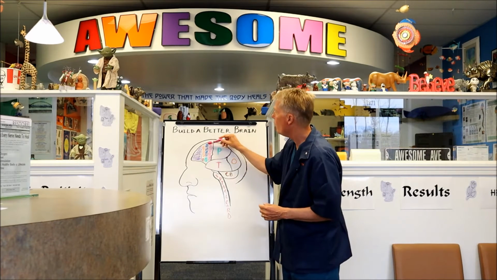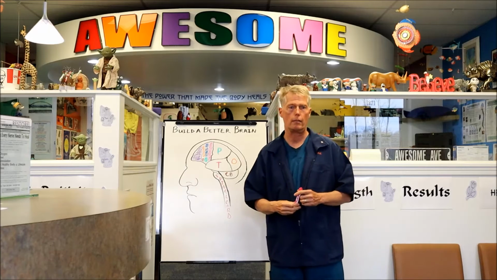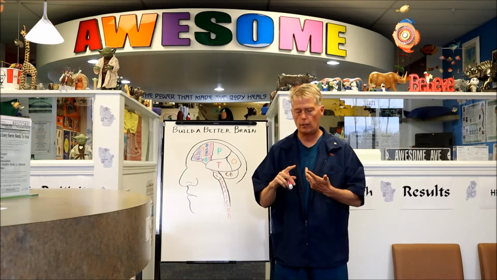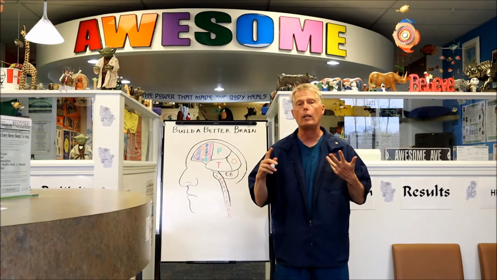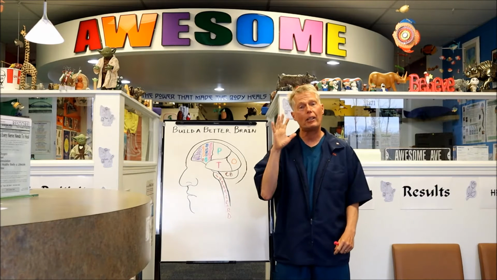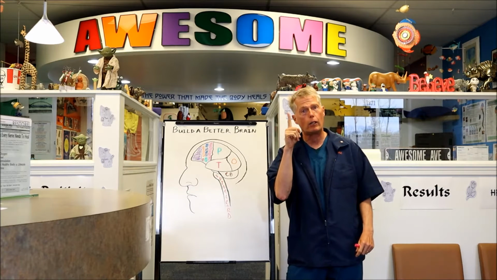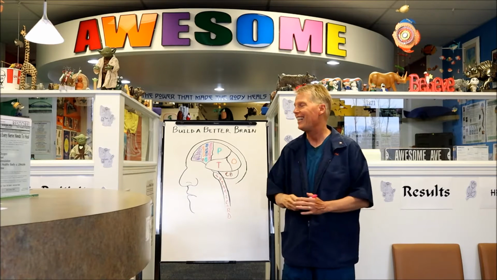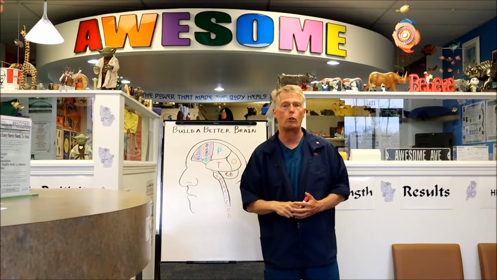Then you have your motor association cortex. Now this is for planning movement. This is for executing movement and synchronizing movement. So I want to plan to move my index finger. I have to synchronize it with my other fingers so that they don't move. That is my motor association cortex.